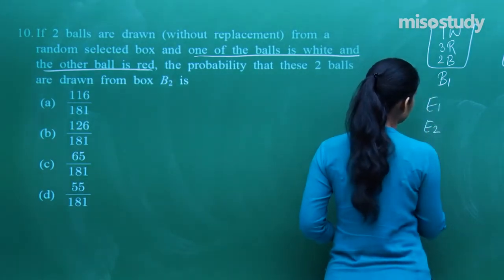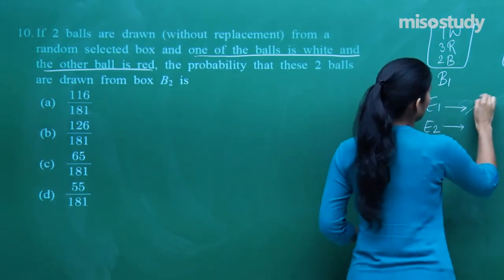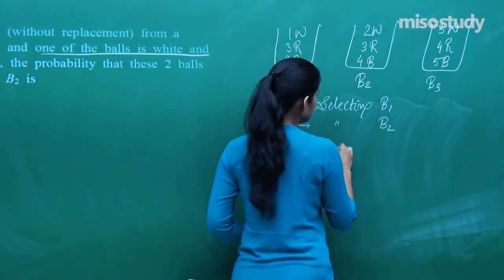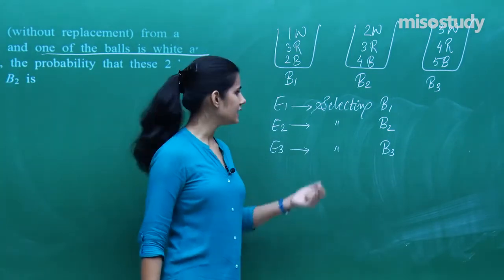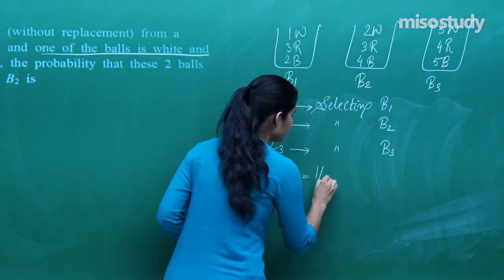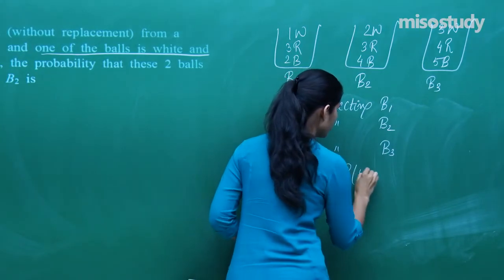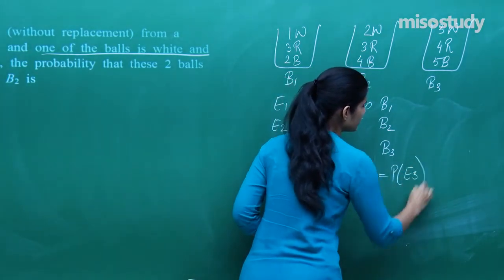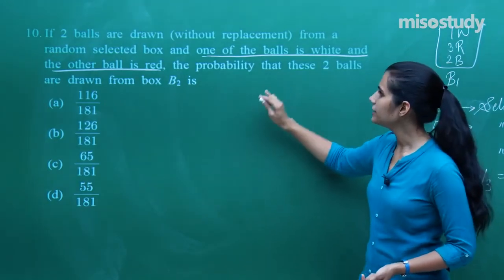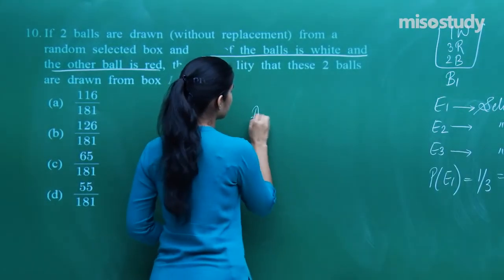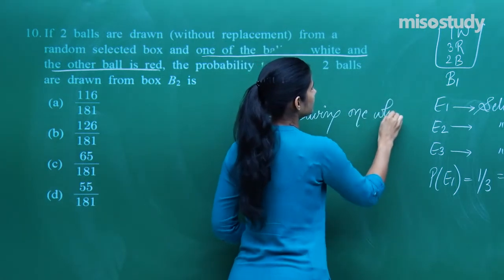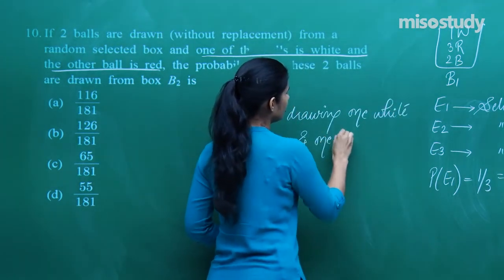Now this is very nice. If you define E1, E2, E3 as selecting box 1, selecting box 2, selecting box 3. It is the event of selecting box 1, event of selecting box 2 and event of selecting box 3. What is probability of E1? It is 1 by 3. They are equally likely outcomes, which is same as probability of E2, which is same as probability of E3. Now let event A be that out of the 2 balls, one ball drawn is white and the other ball drawn is red. So A is the event of drawing one white and one red ball.